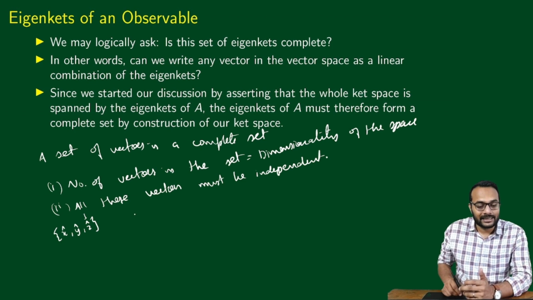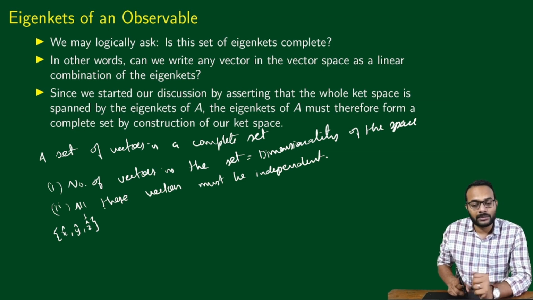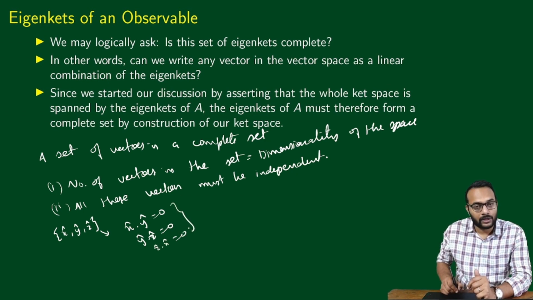Right? The next condition is that all these vectors must be independent. That's also true here. And in this case, the independence is guaranteed because of the orthogonality. Since x hat dot y hat equal to 0, y hat dot z hat equal to 0, and z hat dot x hat equal to 0, this means that they are mutually orthogonal. If they are mutually orthogonal, they are also independent.